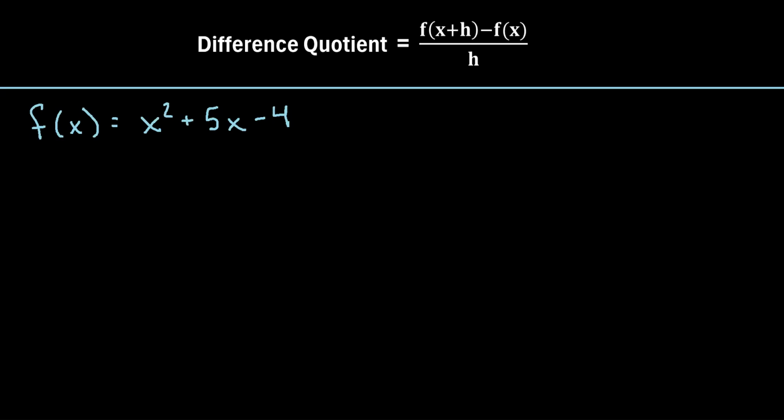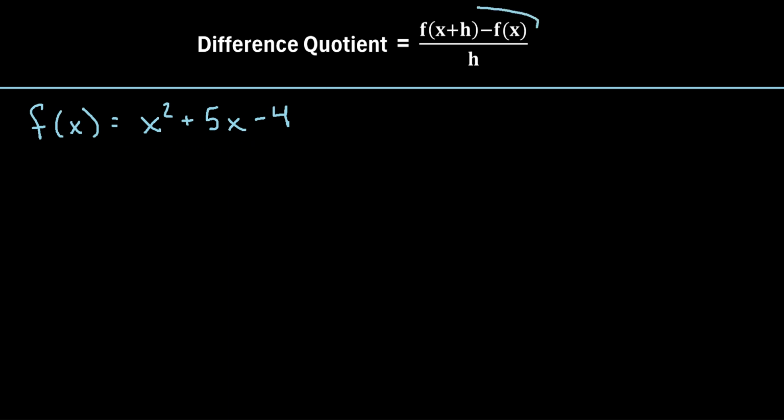In this video, we will talk about how to determine the difference quotient for a quadratic function. So the difference quotient uses the following formula: f of x plus h minus f of x divided by h. So let's say that we have the following quadratic function. F of x is equal to x squared plus 5x minus 4. How can we find the difference quotient for this function?